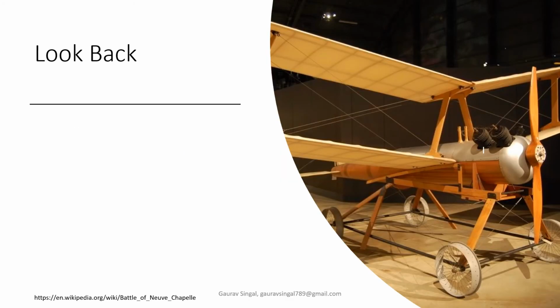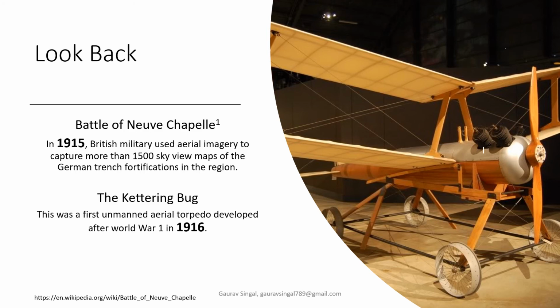There were multiple ideas coming after that. Next you can see the Battle of Neuve Chapelle. In 1915, the British military used aerial imagery to capture more than 1,500 sky view maps of the German trench fortifications in the region. Basically, they wanted to see the patterns of the enemy army, so they used this kind of plane or UAV to know the enemy's plan better.